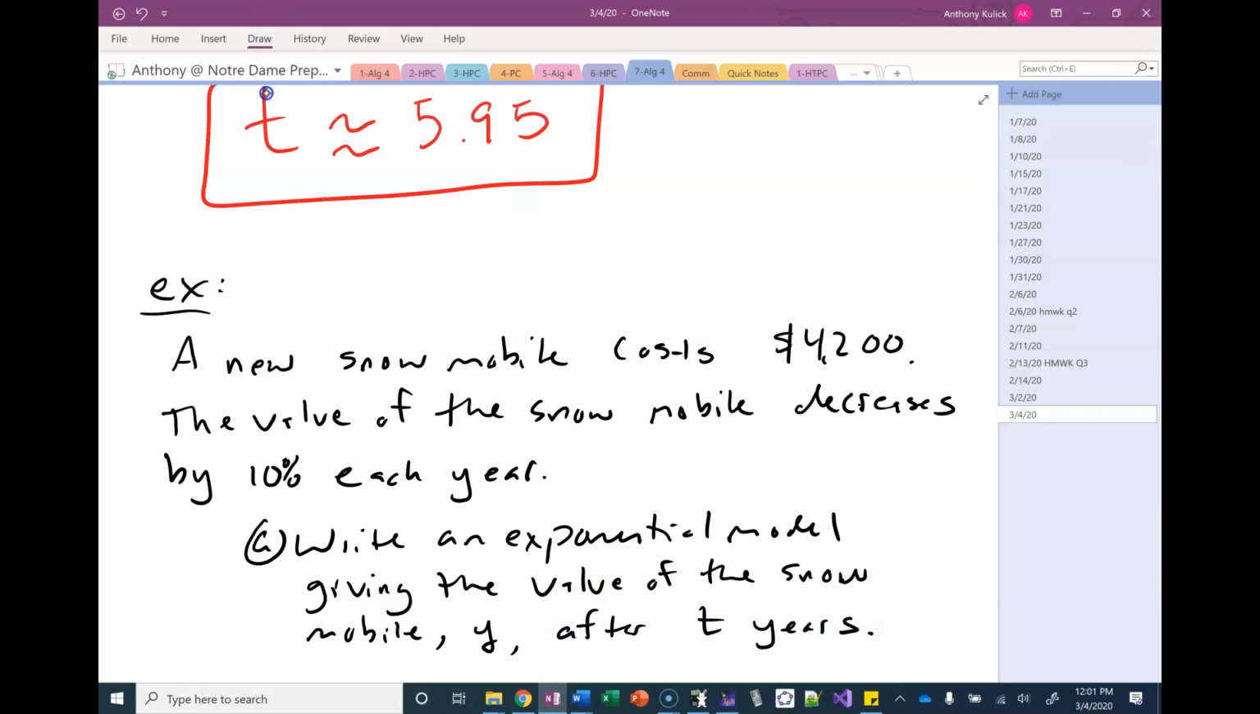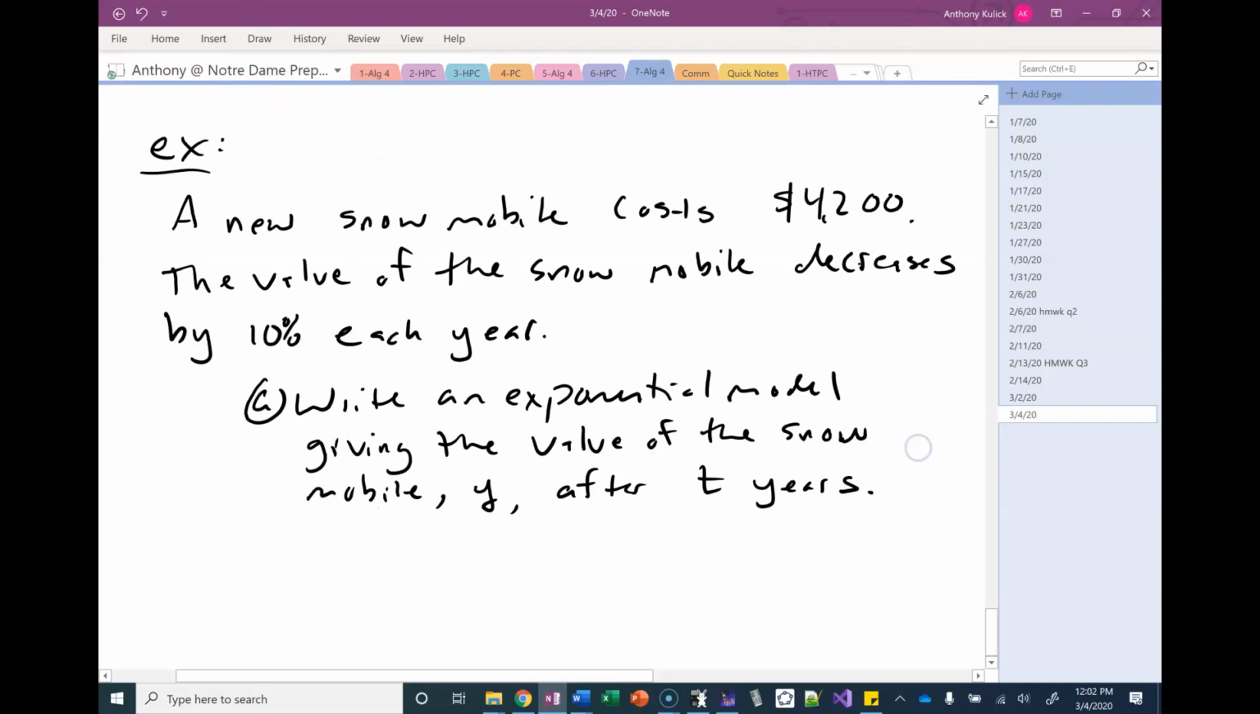Okay. So this next example, we have that a new snowmobile costs $4,200 and the value of the snowmobile decreases by 10% each year. We want to write an exponential model giving the value of the snowmobile in terms of y after t years. So I'll start by using my general exponential growth or decay model.